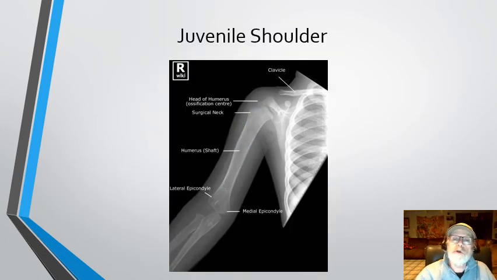Again, another juvenile shoulder. And again, you see the humerus, the shaft, and the head of the humerus. Again, that secondary ossification center right in there. Then down in here, this area is called the capitulum, and you start to see that as well. That's the distal portion of the humerus. It's starting to show up there. You don't see much of the acromion. The acromion should be some here. The clavicle is only out to there.